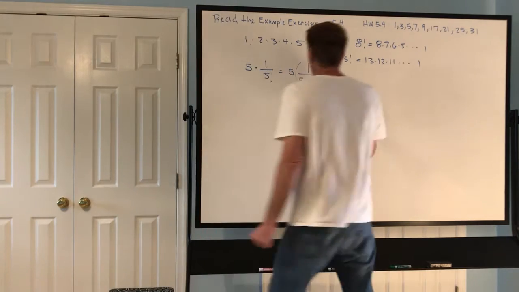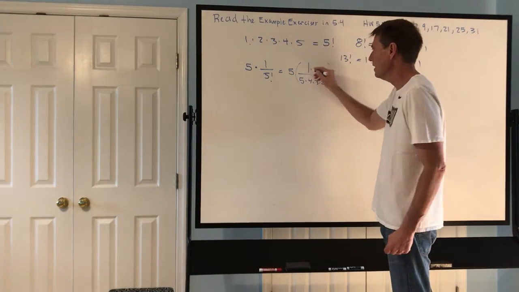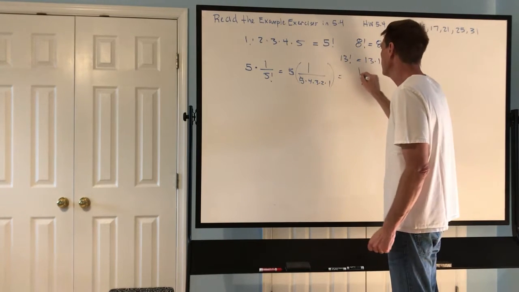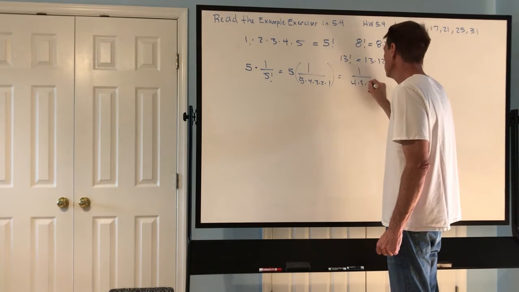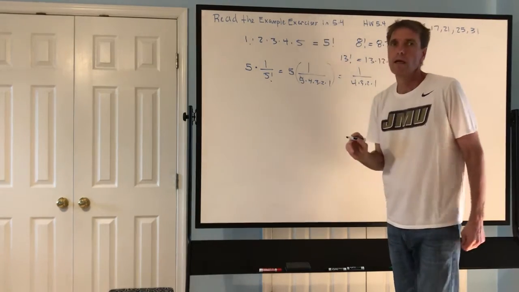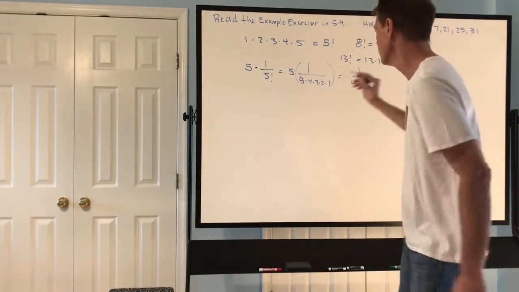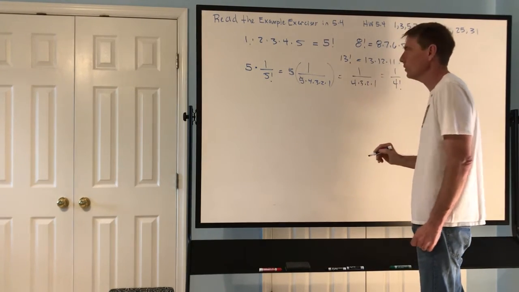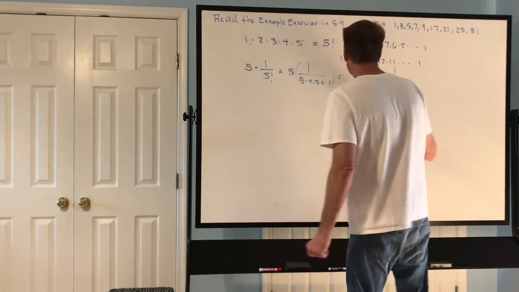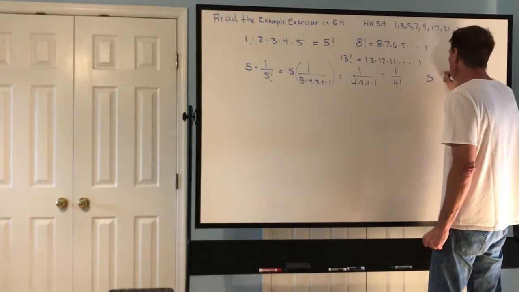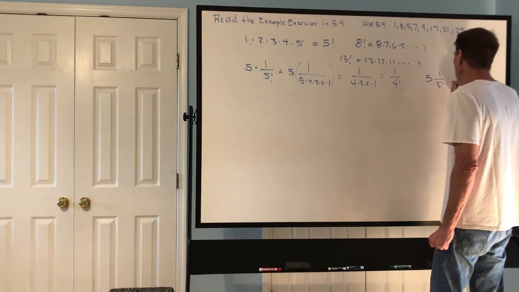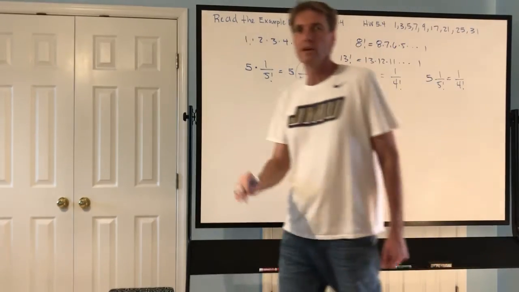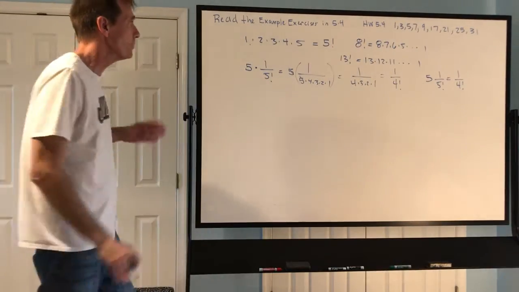But if I look at that, this 5 will cancel that 5, and I'll be left with 1 over 4 times 3 times 2 times 1. But 4 times 3 times 2 times 1 is the same thing as 1 over 4 factorial. So what we see here is that 5 times 1 over 5 factorial ends up being 1 over 4 factorial. And it's not just because it's 5. I mean, we can do this with anything.